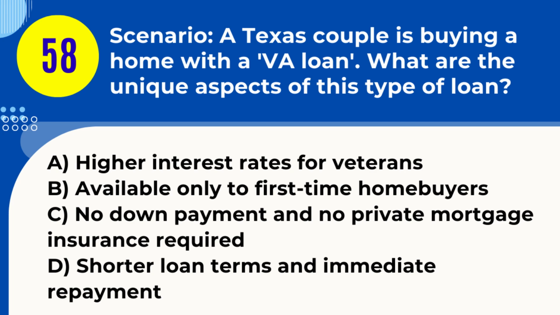Question 58. Scenario. A Texas couple is buying a home with a VA loan. What are the unique aspects of this type of loan? A. Higher interest rates for veterans. B. Available only to first-time homebuyers. C. No down payment and no private mortgage insurance required. D. Shorter loan terms and immediate repayment. Answer. C. No down payment and no private mortgage insurance required. Explanation. A VA loan, available to veterans and their families in Texas, offers unique benefits such as no down payment requirement and no need for private mortgage insurance, making it an attractive option for eligible homebuyers.